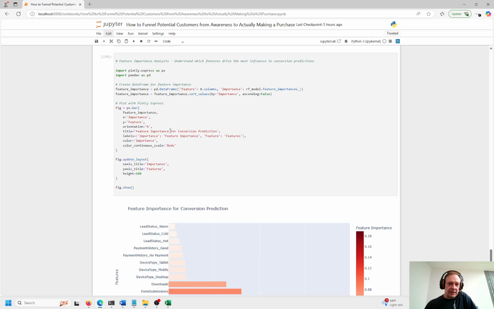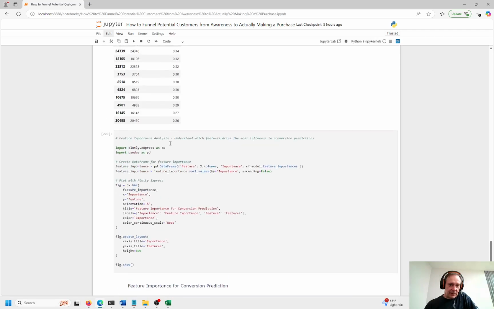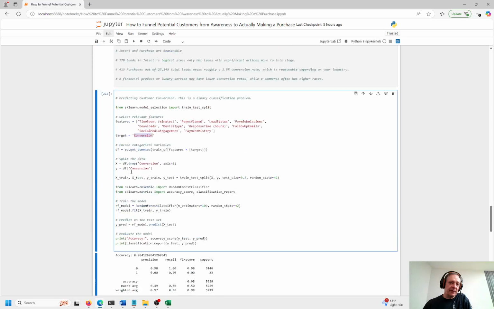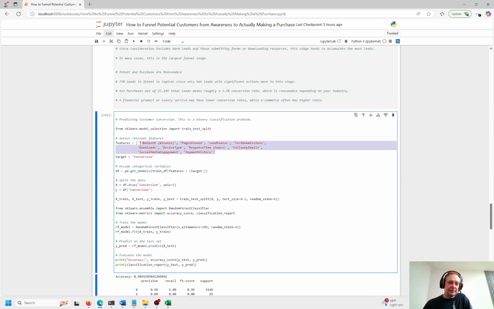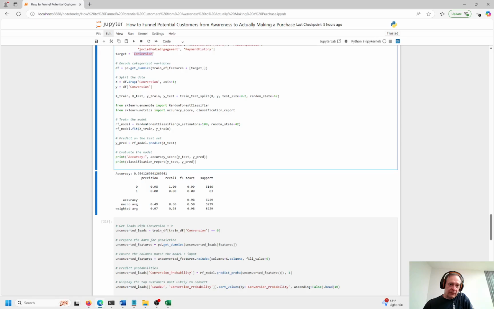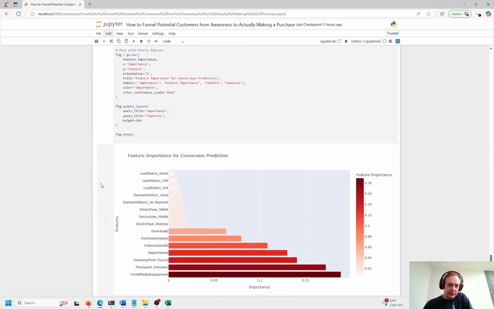But where is it getting that from? Oh, you know what? It's everything. Okay. So sometimes if I have a lot of features, I'll just take the top 10 or top 15. This one I'm taking all of them. So it's all of these features over here. All right. So I change it for this model. So all these features, which ones contribute most to converting a potential customer to an actual customer?